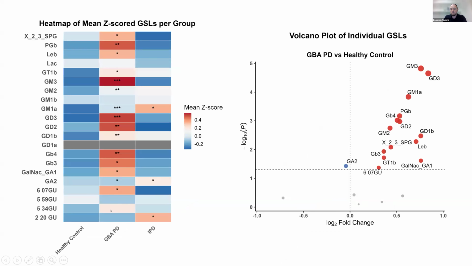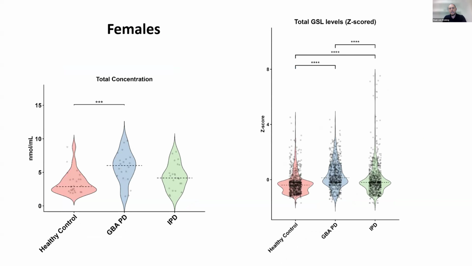That was basically the case for all individual GSLs. When we look at the females, we saw that this effect was very much there indeed, maybe even stronger. But interestingly, because we increased the sample size and were able to look at the individual GSLs, we saw an increase in IPD as well, which we did not observe earlier.